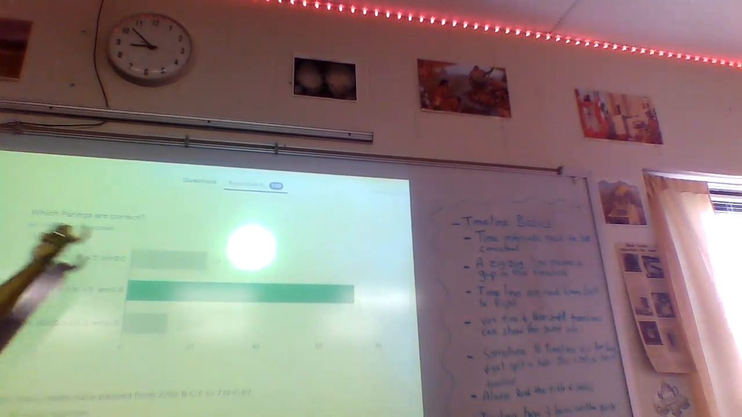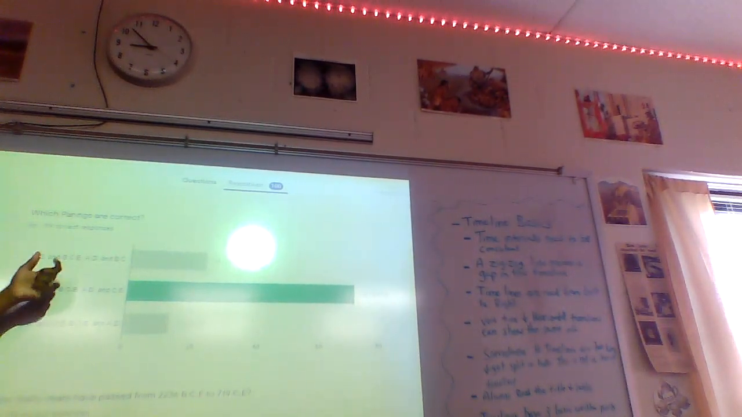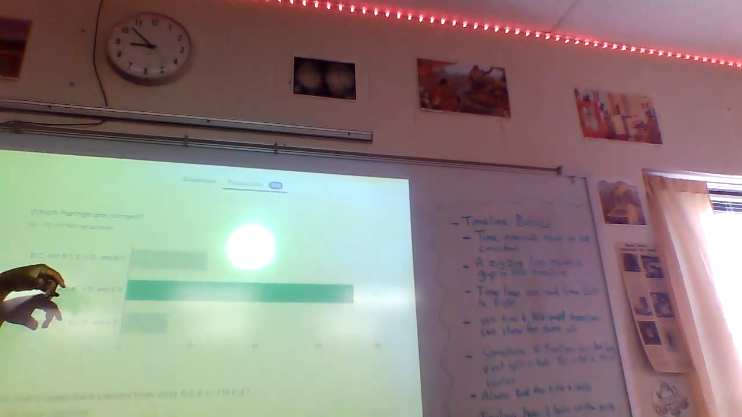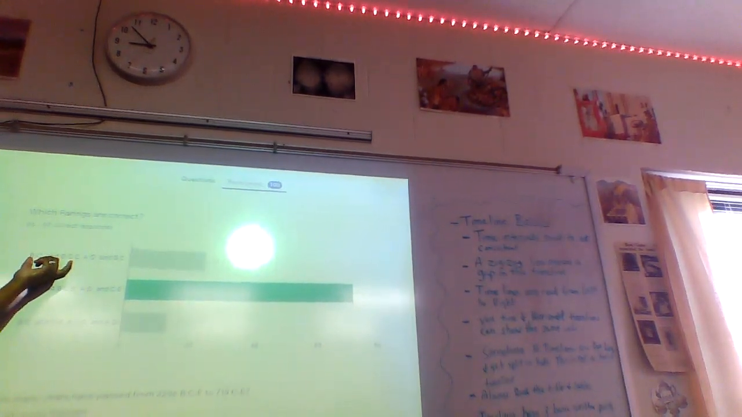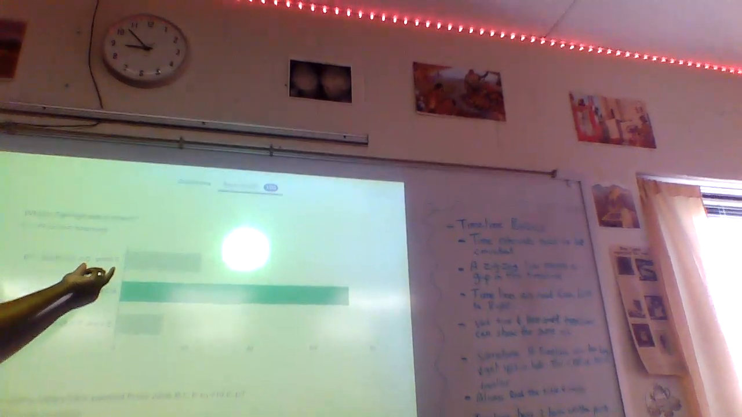So which pairings are correct? And if we look at each answer and ask if it's true, false, or I don't know, well, we can look at this and see. So BC and BCE, do those two things go together? Yeah, I mean, because they mean the same thing. They're synonyms. That could be considered a pairing, right? AD and BC, do these two things go together? No.